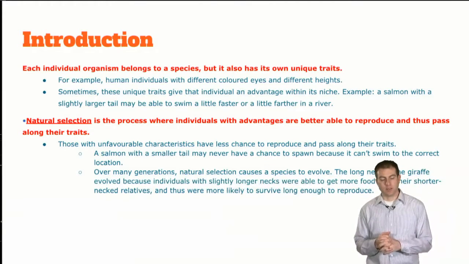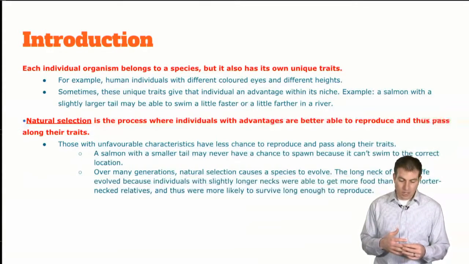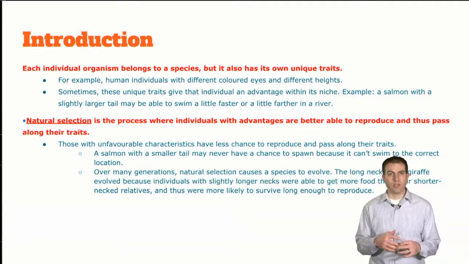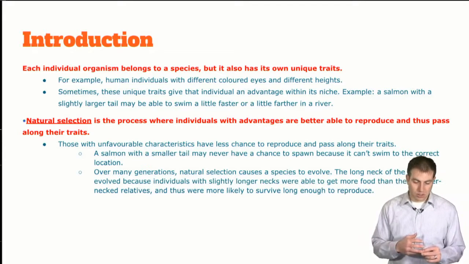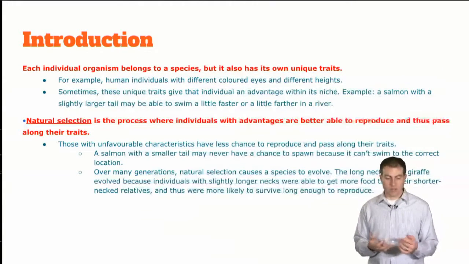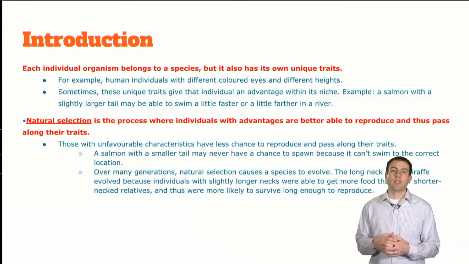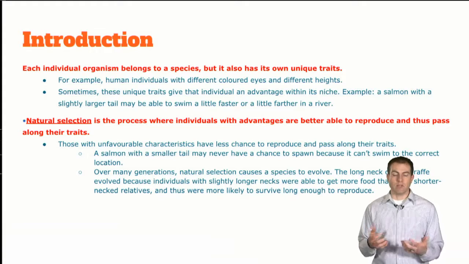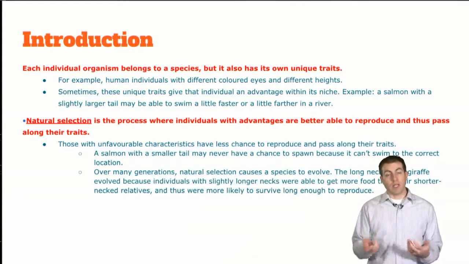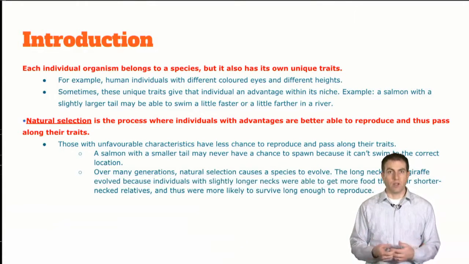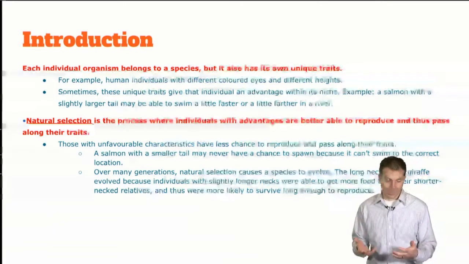So natural selection is a really important idea in biology, and it's really kind of misunderstood, I guess is the best way to describe it. Natural selection is a process where individuals with advantages are better able to reproduce and then pass their traits on. That's kind of the basic example or definition of natural selection. So the idea here is that if you have something that allows you to survive, you're going to pass your genetic information on. You're going to find a mate, or you're going to reproduce more readily.